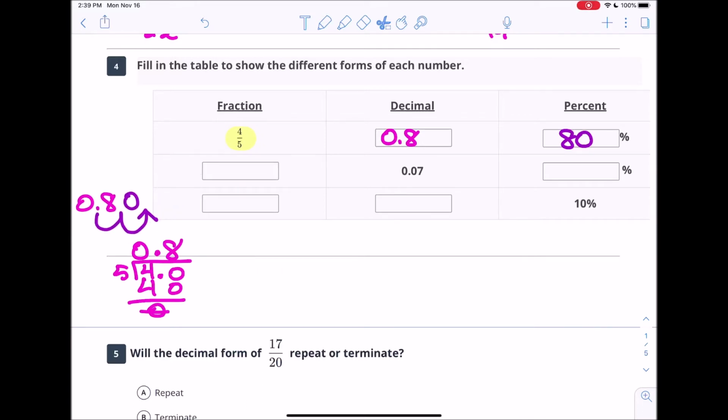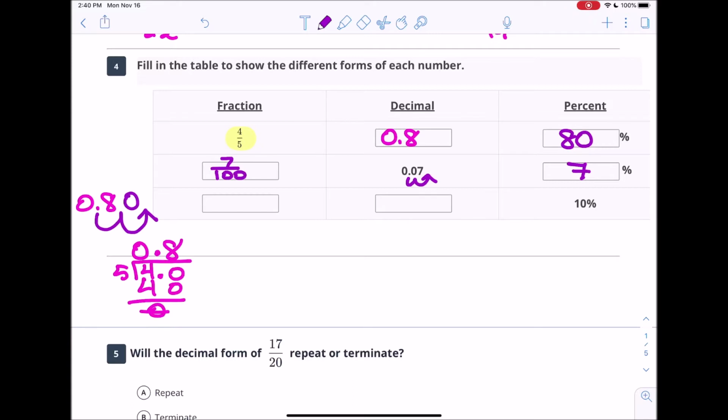We have the decimal form of 0.07, and we need to find that in fraction form and in percent form. Well, we just said that you move the decimal over 2 places to the right to get the percent. So in this case, this would be 7%. And then the fraction, well, we remember that percent means out of 100. So this would be 7 over 100.